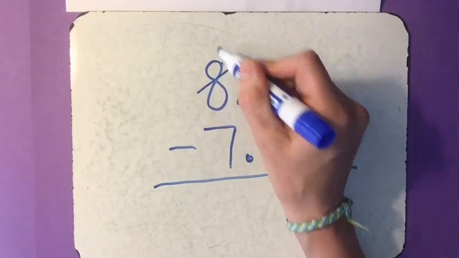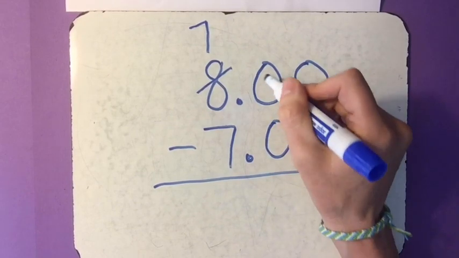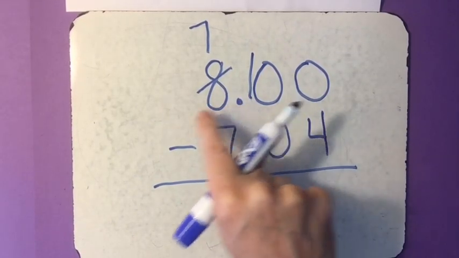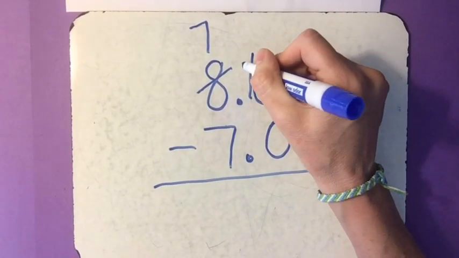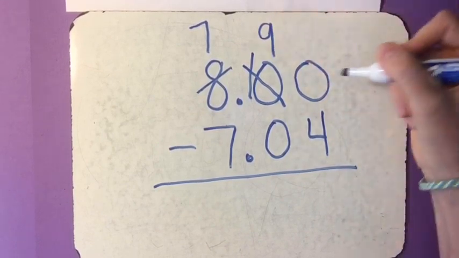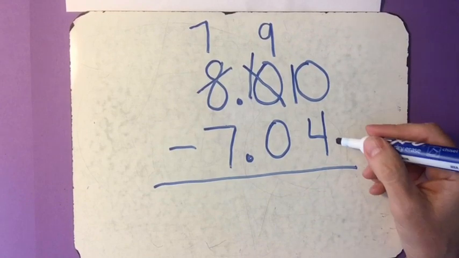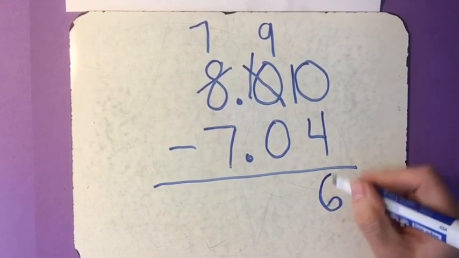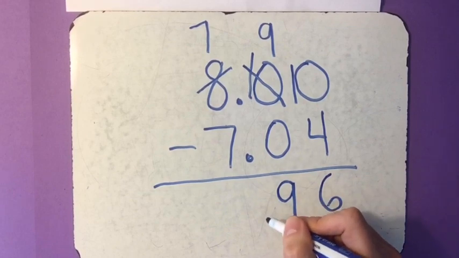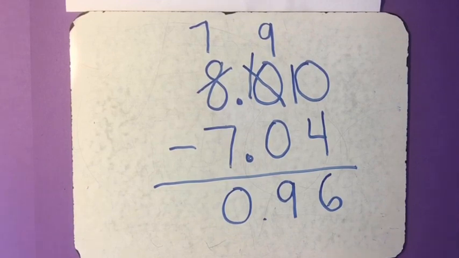We're going to borrow $1 whole, which reduces the 8 down to 7. And we're going to give that dollar to the tenths column right there. And now we have 10 dimes, which equals $1. So we still have $8, right? Now we need to borrow again to give this column some pennies. So I'm going to borrow 1 dime. And I'm going to get 10 pennies over there. Now I can go ahead and subtract. So 10 take away 4 is 6. 9 take away 0 is 9. And 7 take away 7 is 0. And my answer is 96 cents.